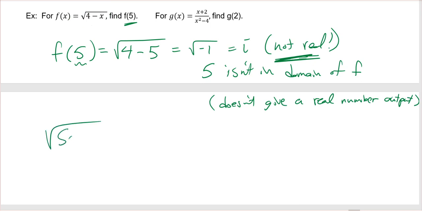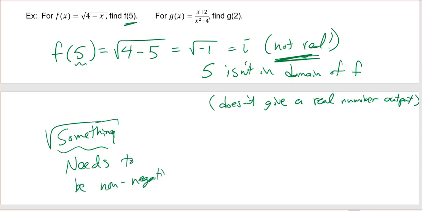So if I have something under here, this needs to be non-negative. Non-negative, right? That's a big deal. So we're going to talk about this in more detail a little bit later. So let's get to the other example real quick.